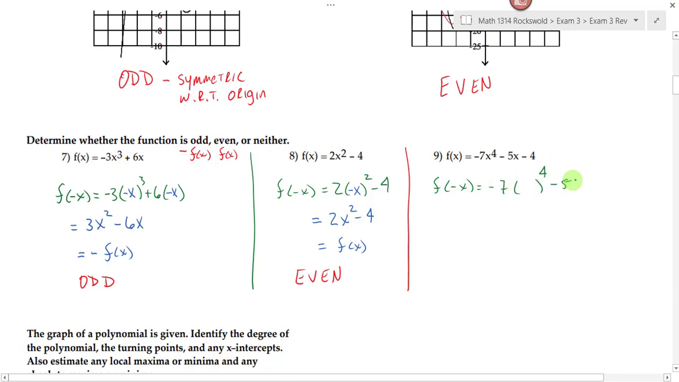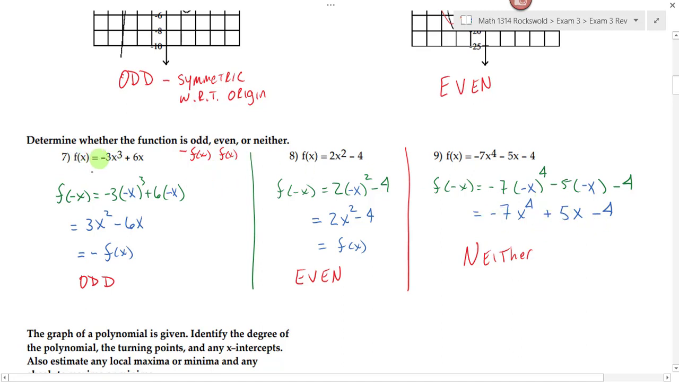And on 9, when we replace x with -x, we get negative 7 times negative x to the fourth plus 5 times negative x minus 4. What happens when you raise a negative to the fourth power? It's positive, so we get negative 7x to the fourth, and a negative times negative is positive 5x minus 4. Is this the same function that I started with? No, because that middle sign changed. Is it the opposite of what I started with? No, so this one would be neither even nor odd because it's not equal to the same function and it's not equal to the opposite function.